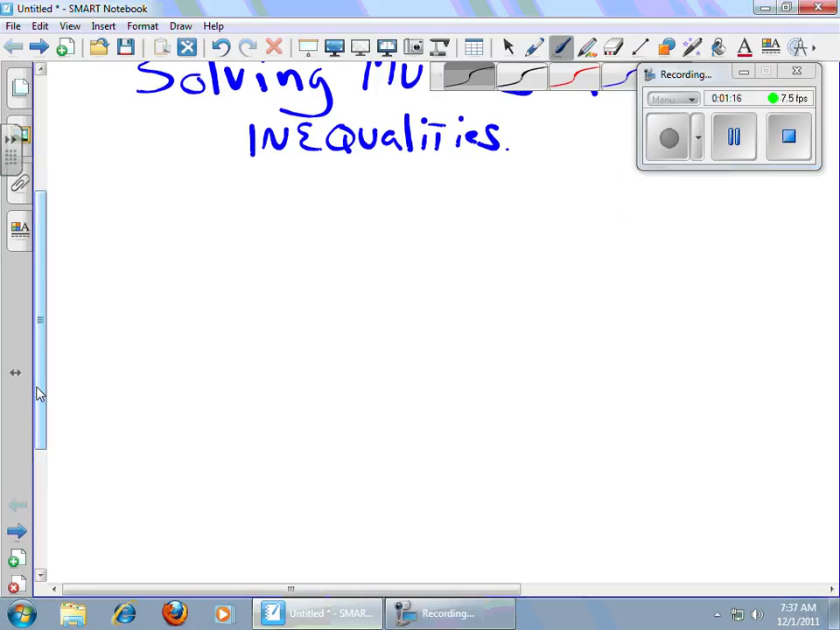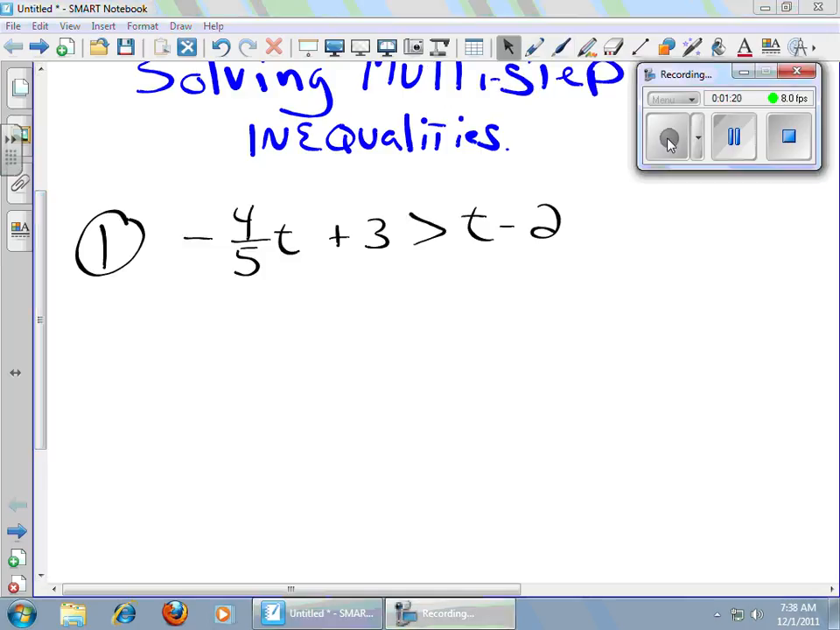All right, so let's look at this problem here. Negative 4/5 t plus 3 is greater than t minus 2. Now, this is a pretty easy problem. It freaks some of you out because it's got a fraction in it. You have a couple options. One, you can start by getting all your t's on one side. That's a good way to do this problem. Two, you could get rid of either the 3 or the negative 2. That's another good way to do the problem.